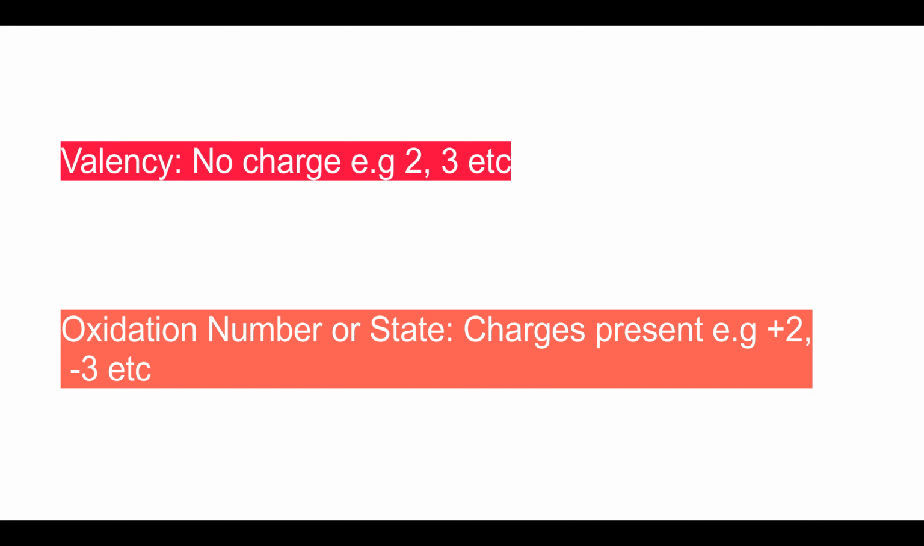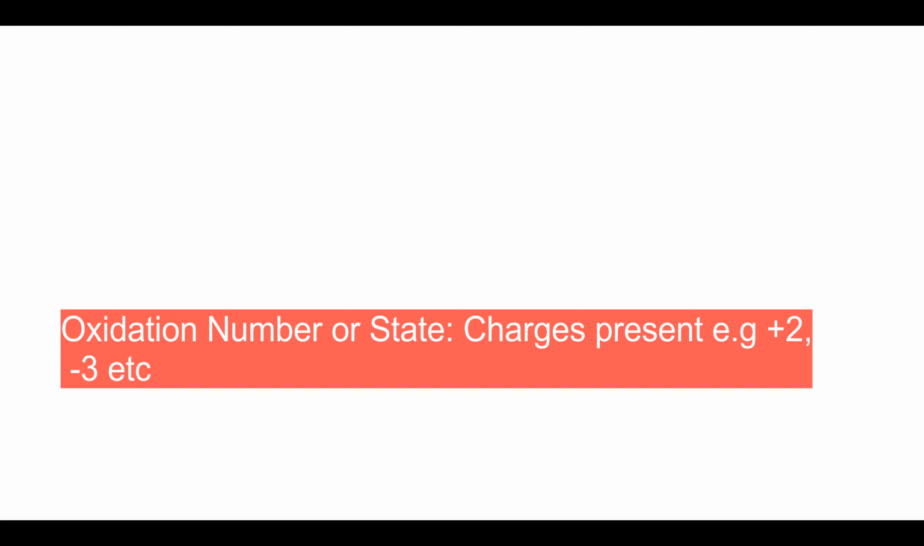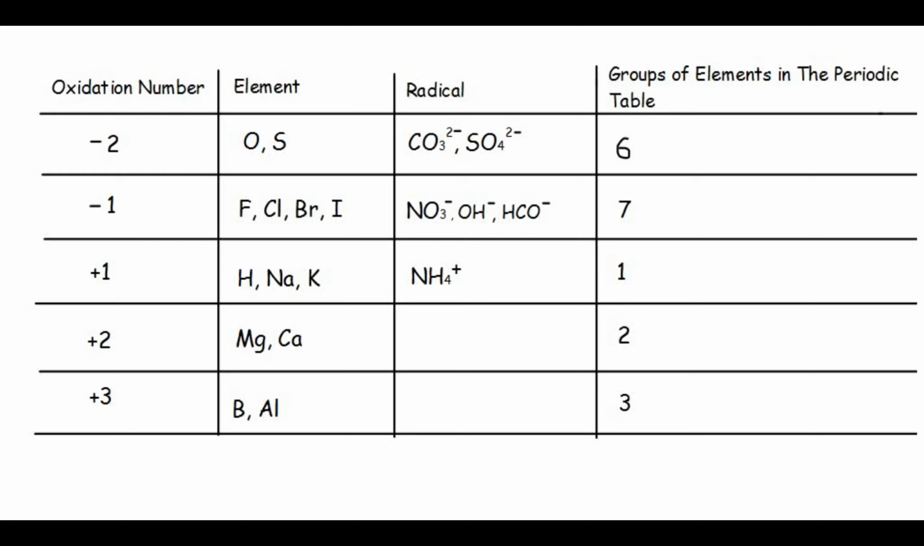Now, before we get to constructing the formulas of compounds, I want you to take a look at this table, which shows the oxidation number of some elements and radicals and the groups which those elements belong to with that particular oxidation number. Now before you is a table which shows oxidation number of some elements and radicals and groups which some elements belong to in the periodic table. Here I just focused on group 6, 7, 1, 2, and 3.